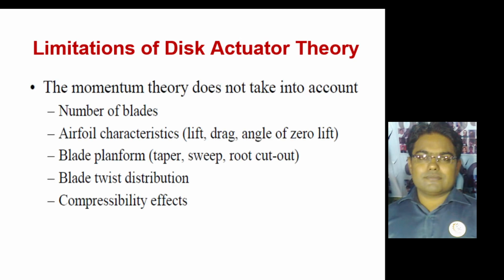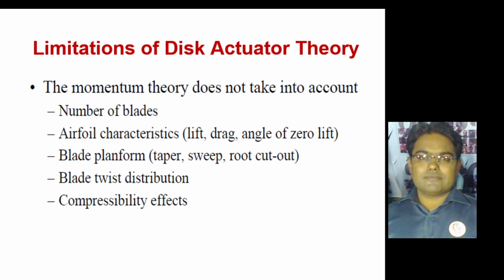So what are the limitations of disk actuator theory? Whatever assumptions we make, whatever is left out, is called limitations. Momentum theory doesn't take into account the number of blades. Nowhere have we taken the effect of the number of blades. Airfoil characteristics like lift, drag, and zero lift angle of attack, these terminologies we have not used. This is also a limitation.